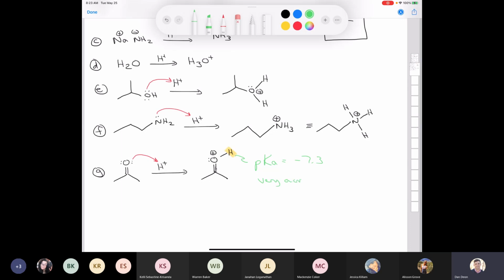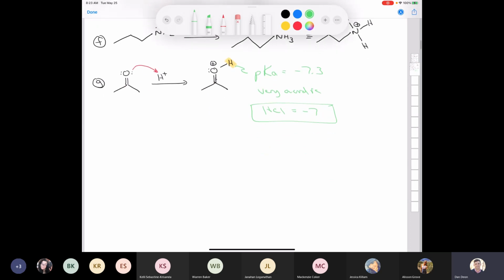Very acidic. HCl is negative 7. So you see that that is very, very acidic, and that's going to come up over and over again in organic chemistry. The last one is kind of a funny one. I know you would all nail this one. It's sodium hydroxide. Sodium is a spectator ion, but when you put hydroxide in acid, what are you going to get? You're going to end up making water. The sodium is just a spectator, and sodium hydroxide is an ionic compound.